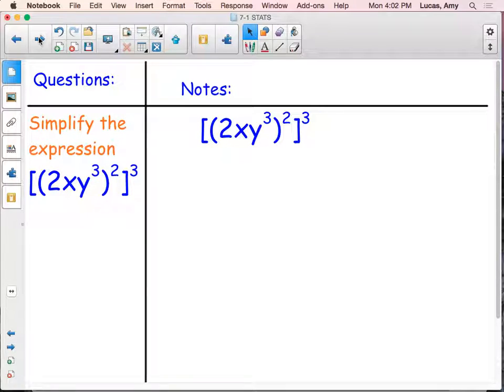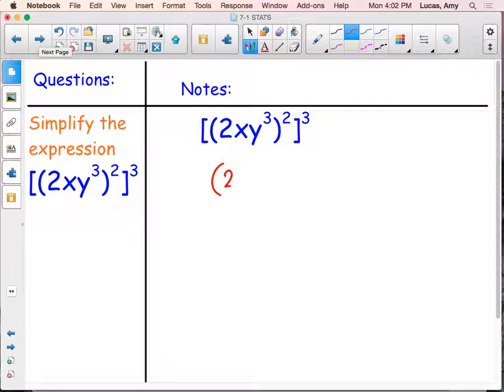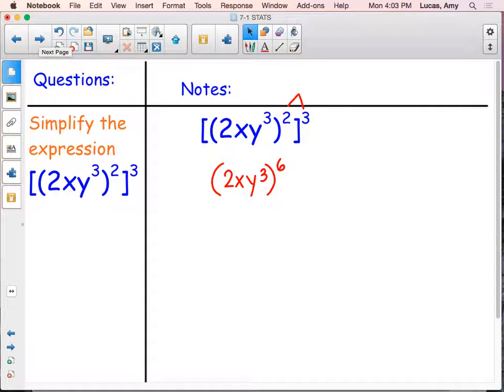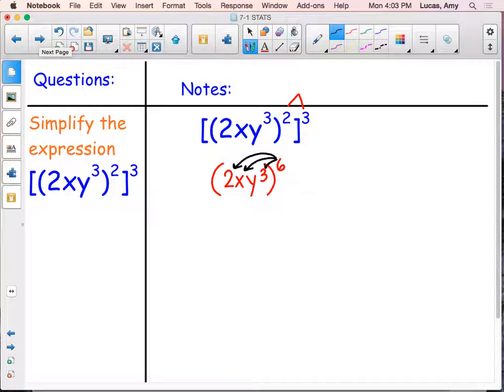Okay, now we've got one of those power on power. In the innermost parentheses, this is my term. The exponents outside, 2 times 3 is 6. So I'm going to multiply those together so that now I only have to distribute a 6 to everything. So 2 to the 6th power, x to the 6th power, and y to the 18th power, because 3 times 6 is 18. So if your constant or your variable has an exponent on it already, you have to remember to multiply the one from the outside when you distribute.